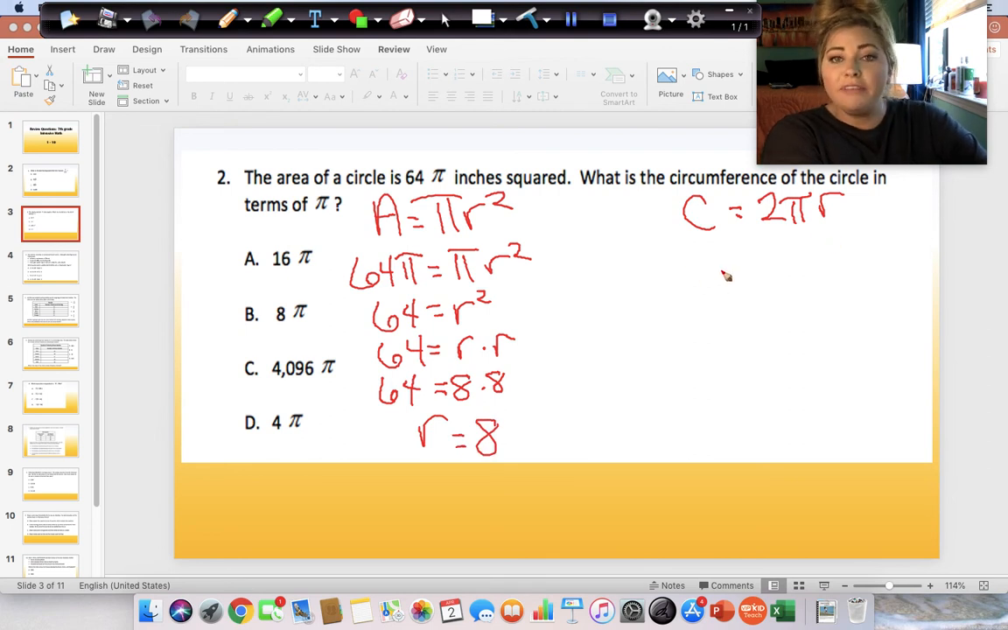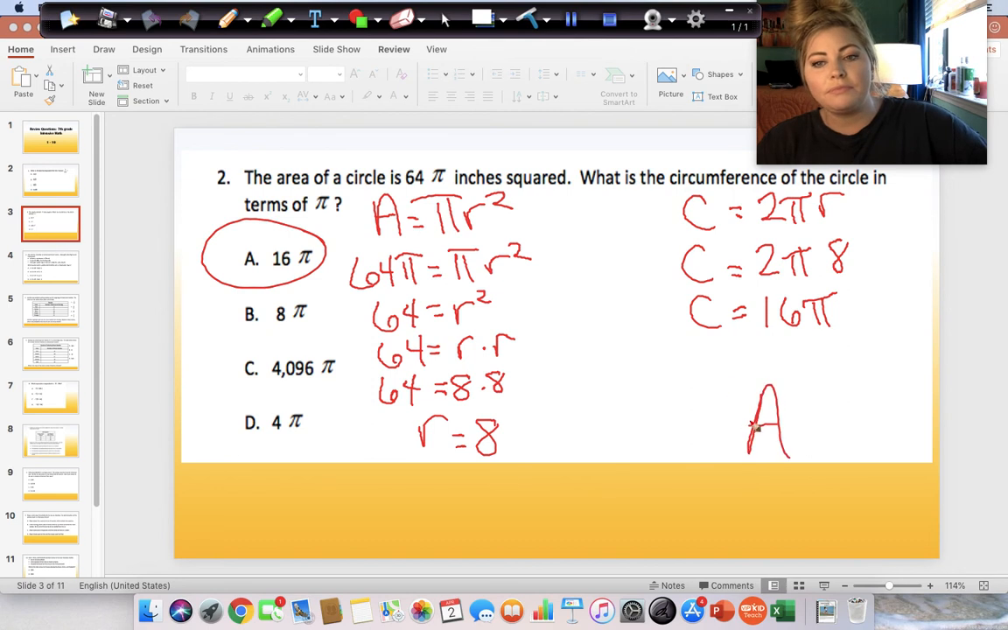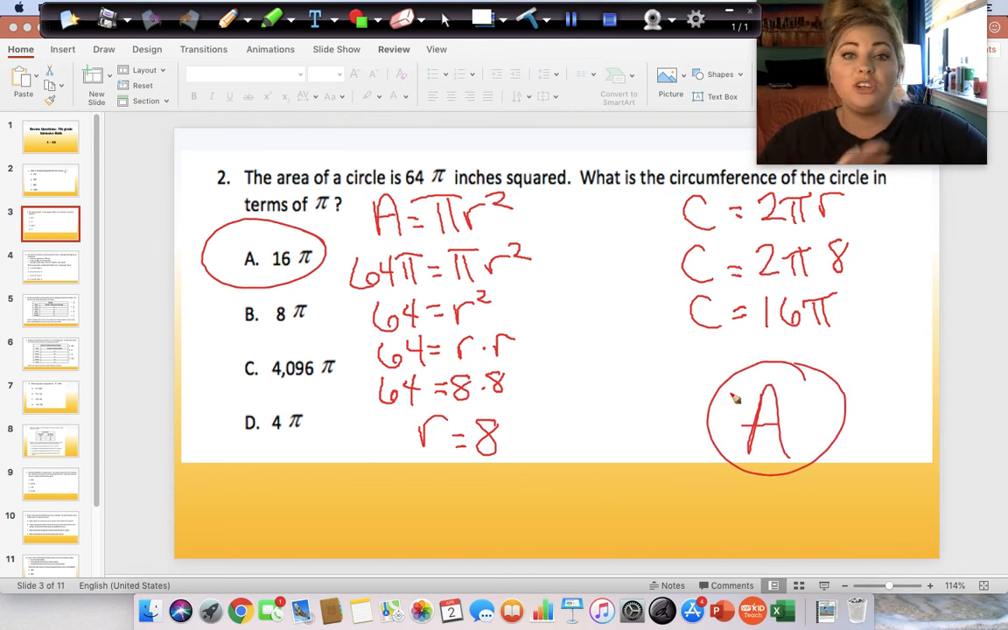So now we can find the circumference of the circle. C is equal to 2 times pi times the radius, which we now know is 8. And 2 times 8 we know is 16, so 16 pi gives us our circumference. Now you could actually multiply 16 times 3.14 or push the pi button if they have that on a calculator that you are using, but in this case it didn't make us do that. We just have to find the 16 pi answer, and that is A. Okay, so your answer choice here should have been A.